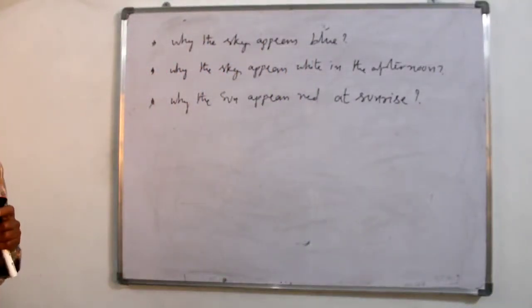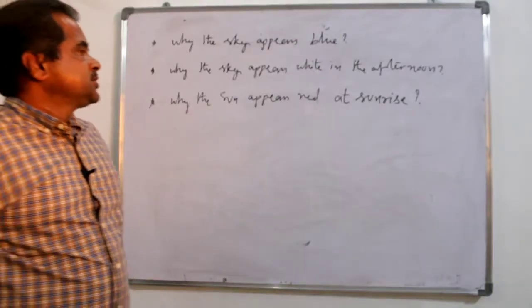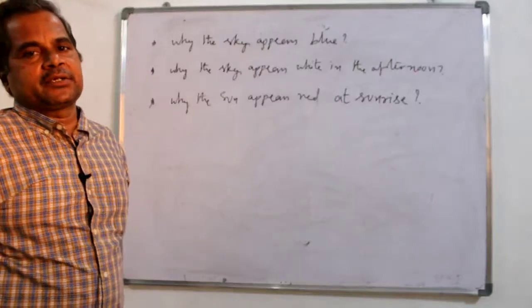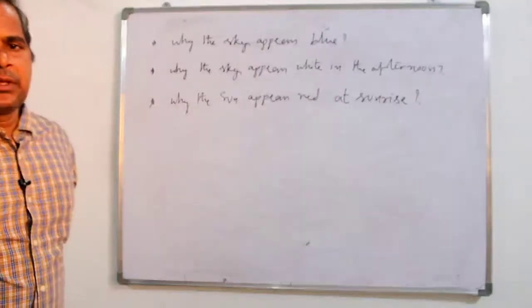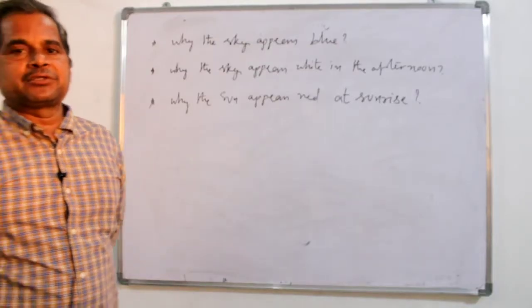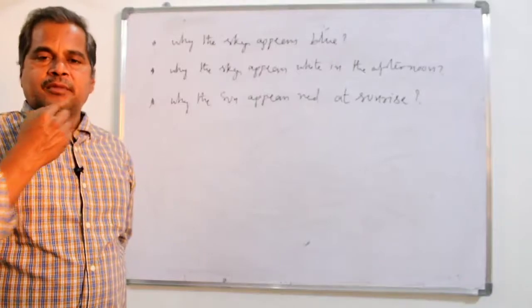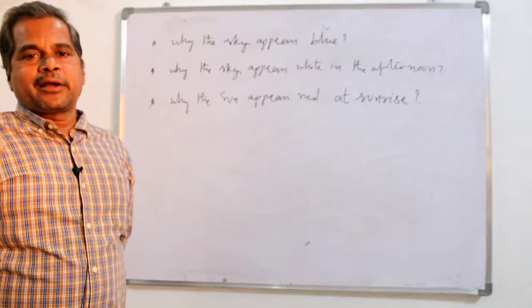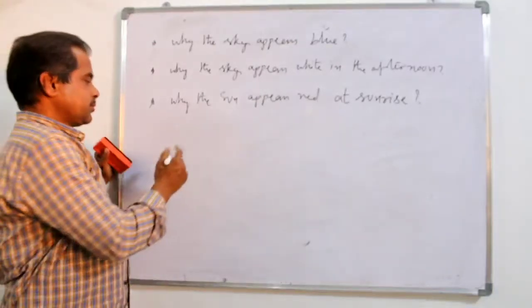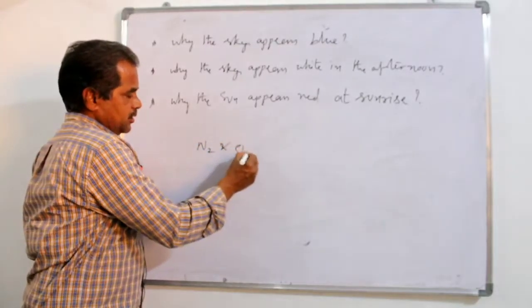Why does the sky appear blue in color? Generally, we get all the light rays from the sun. All those light rays which come from the sun travel through the air. At the time of traveling, the air contains more particles of nitrogen and oxygen.